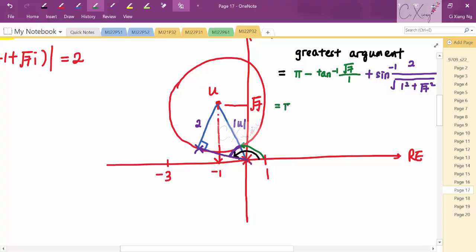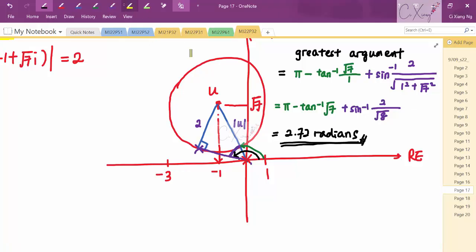So 1 plus 7, I will have square root 8. Then by pressing the calculator and adding all the steps together, my greatest argument is 2.72 radians. To make sure you get the answer correctly, your calculator should be in radian mode, so that you get 2.72 radians, correct to 3 significant figures.